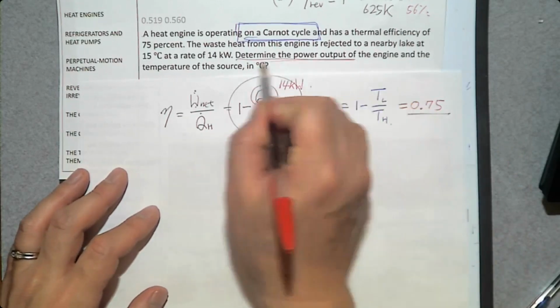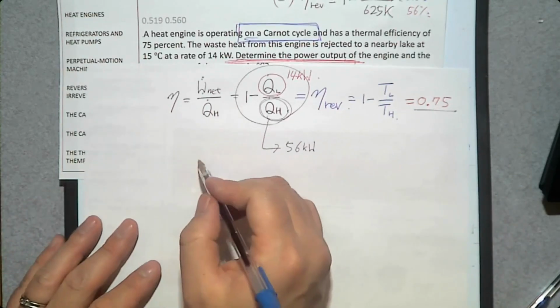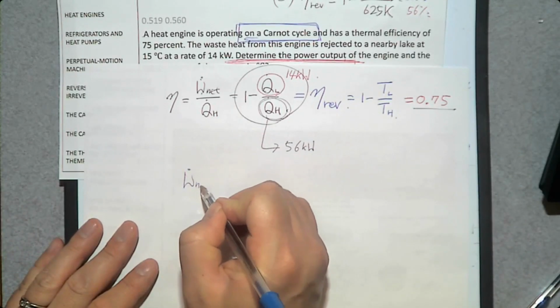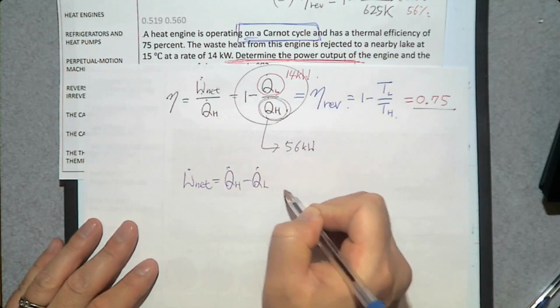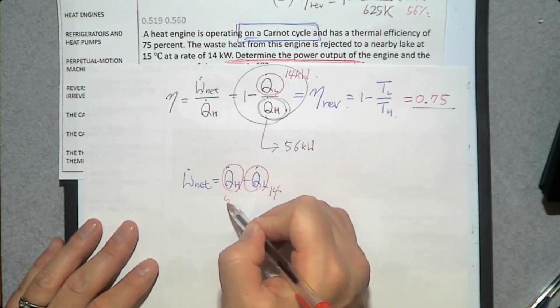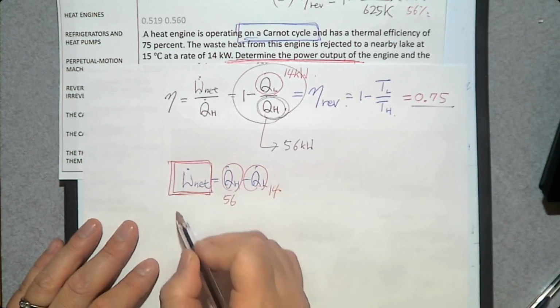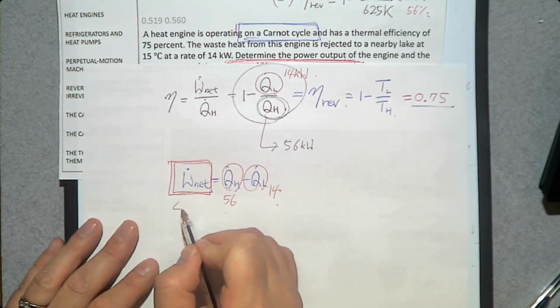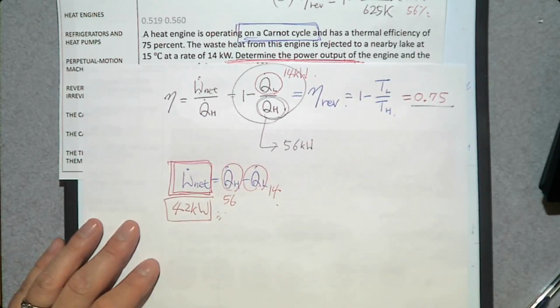Then what is the power output? According to the energy balance equation, W dot net is going to be Q dot H minus Q dot L. This one is 14. This one is 56. So what is the power output? 42 kilowatt. So this much power can be developed by this heat engine.